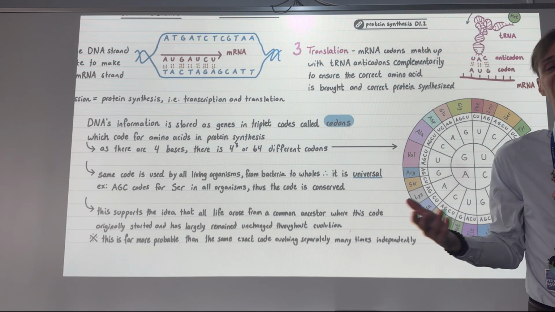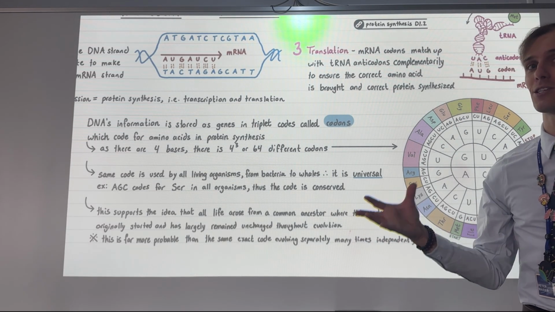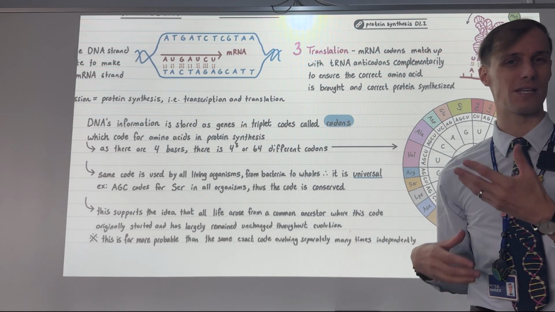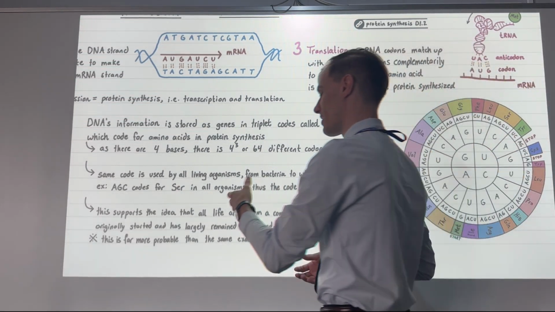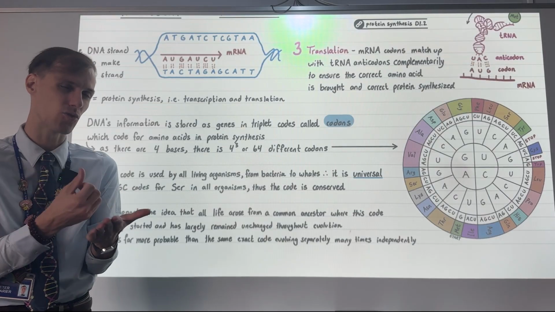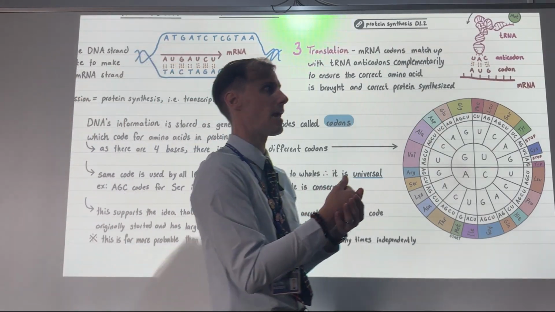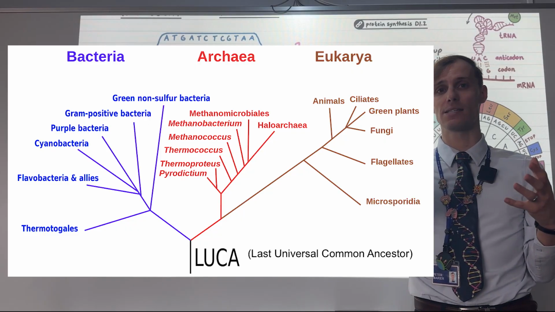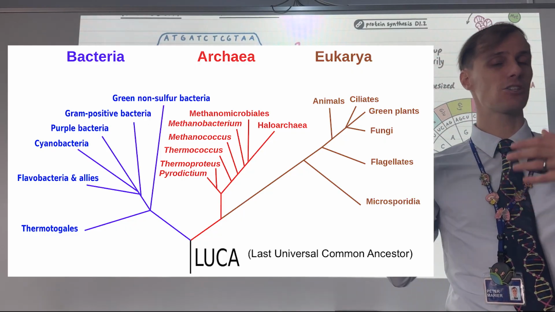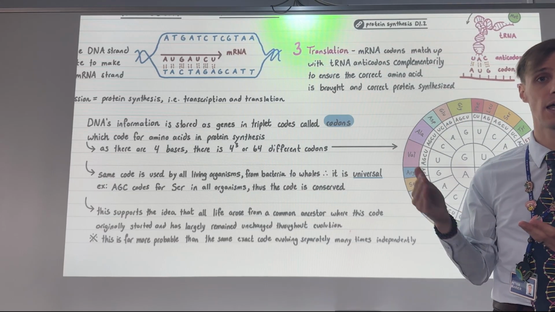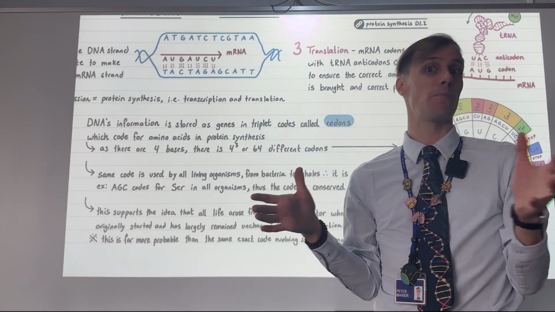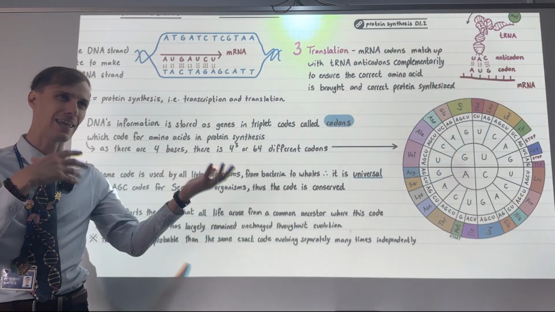Is this just a neat fact? Well, yes, it certainly is a neat fact, but something that we're also going to be discussing in this course is the fact that this is a really strong piece of evidence to suggest that all living organisms share a universal common ancestor. The last universal common ancestor, LUCA, L-U-C-A, is one that all living organisms are descendants from. How did I get there?